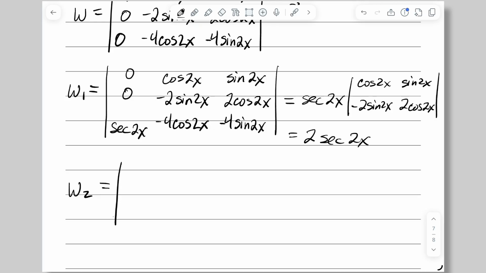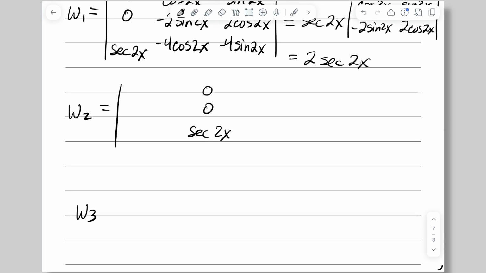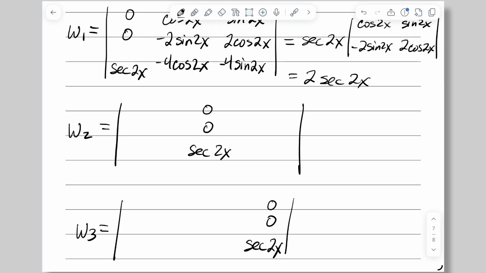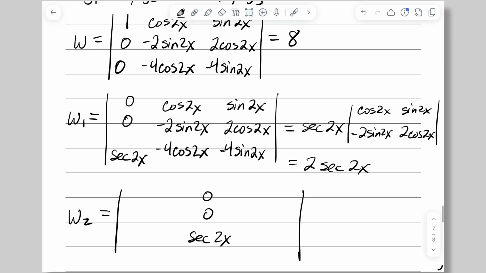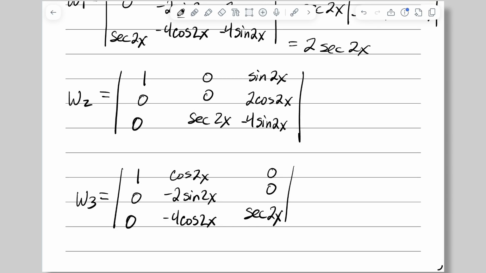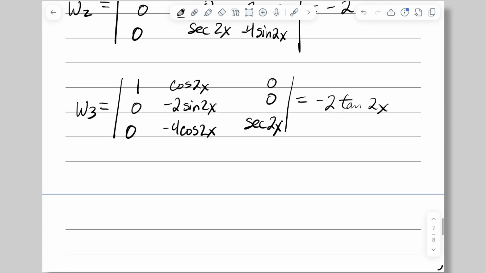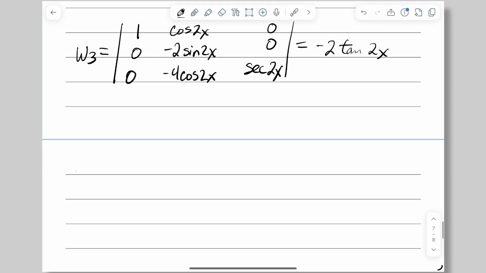W2, you can guess what it is. The middle column is 0, 0, secant of 2x. For W3, the third column is 0, 0, secant of 2x, with all remaining columns the same as what they are for W. In all these cases, we can take advantage of a bunch of zeros. W2 ultimately is going to become negative 2, and W3 is going to become negative 2 times the tangent of 2x. You've pretty much seen the point of me bringing this one in, but let's go ahead and finish it.